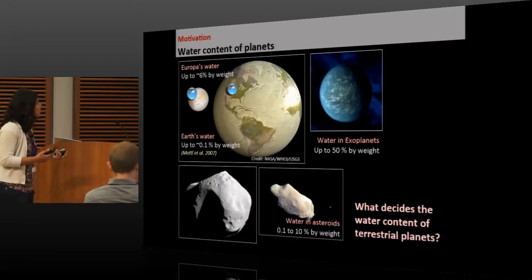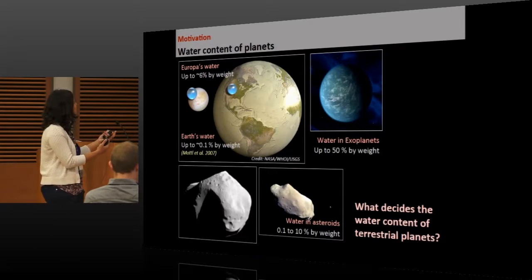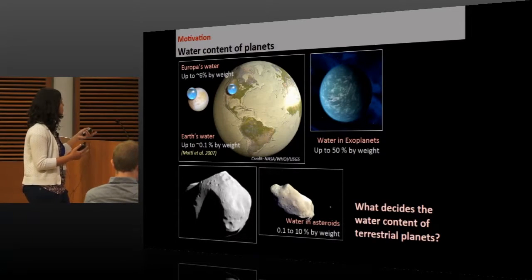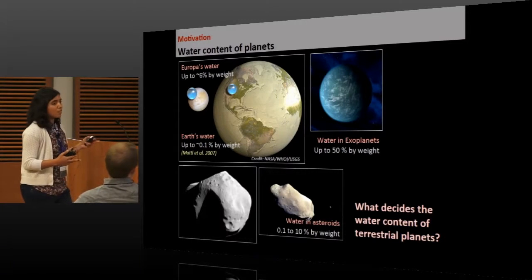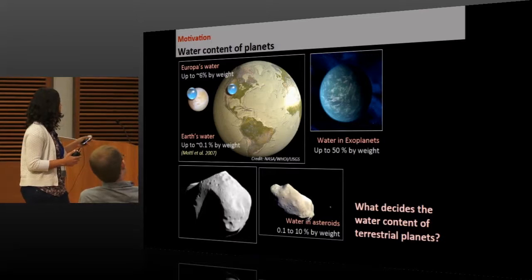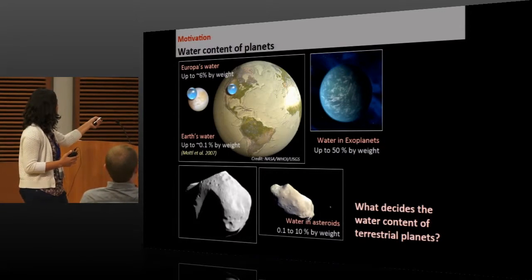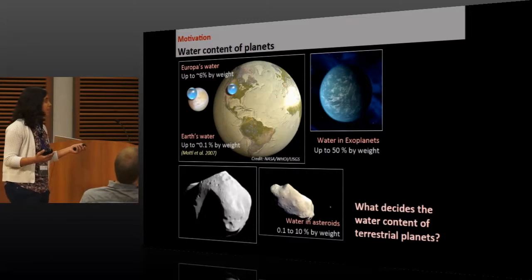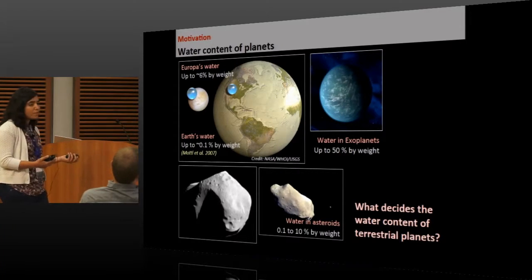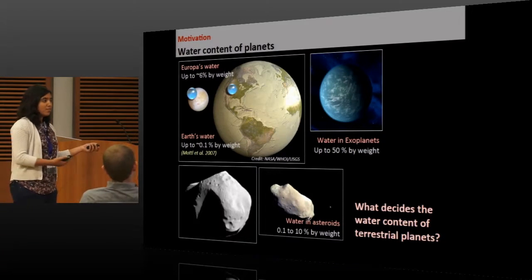To motivate my talk, I've listed here the water content by weight of some of the bodies in our solar system, and you can see that they vary from about 0.1% to about tens of percent, and in possible exosolar water worlds, you could have up to 50% water by weight. So what really decides the water content of terrestrial planets?